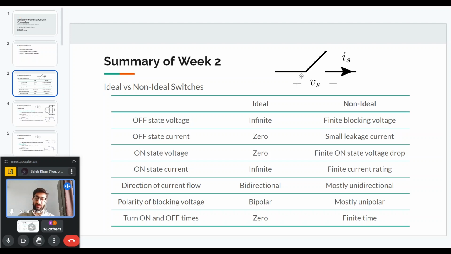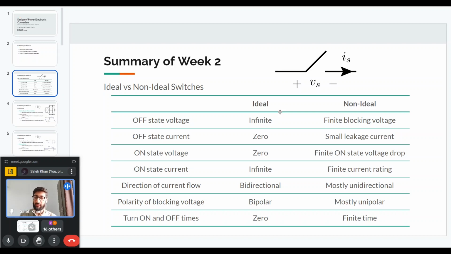And because of all these things, because there is no voltage across it when it is on, and there is no leakage current when it is off, and because it is transitioning instantaneously, there will be no power loss in an ideal switch, because there will be no conduction loss, no switching loss, and no leakage currents and related loss. But of course, we know that there are no ideal switches in practical cases.